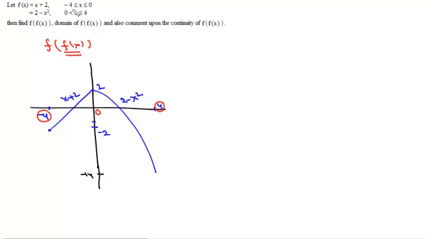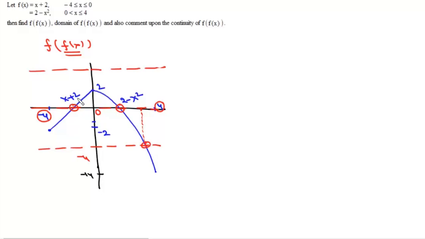Now we'll draw horizontal lines at minus 4, 0 and 4. So we'll draw a horizontal line at minus 4, a horizontal line at 0, and a horizontal line at plus 4. And we'll mark these points of intersection. So we have this point, we also have this point, and then we have this point. Now we'll find these points.